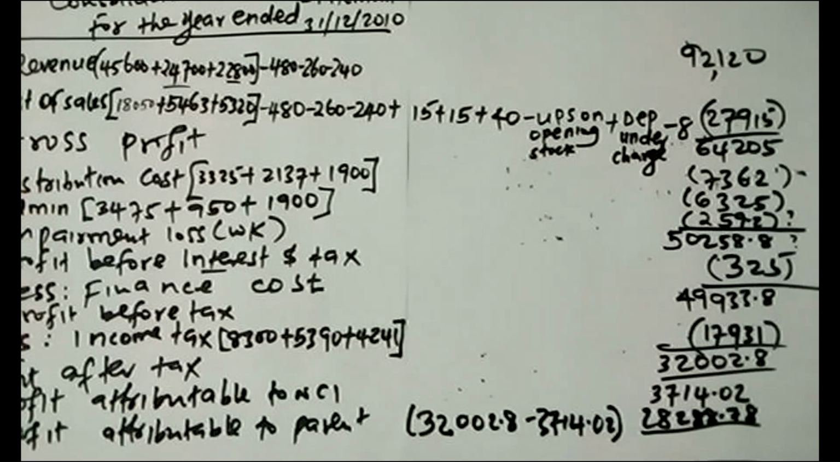So when we meet next time, in our next session, we'll do the other part which is remaining: the statement of changes in equity and the statement of financial position. They don't require a lot of time, but this one needs a bit of time. That is why we have taken a bit longer to finish the income statement.